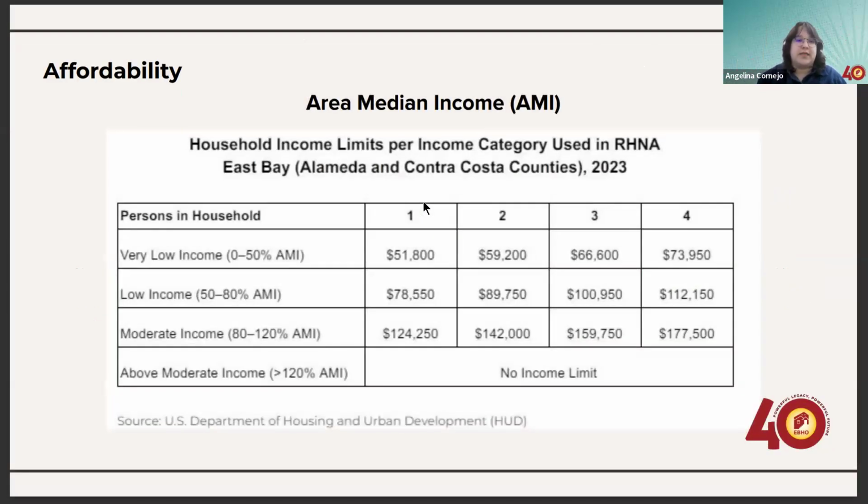This is a chart that explains what our region, Alameda and Contra Costa counties, looks like for different household sizes, from 1 to 4. Very low income is 0 to 50%, like I was saying, the lower half of the median. The 50 to 80% range is considered low income, anything above 80% is moderate, and above 120% of that median number is considered above moderate income.